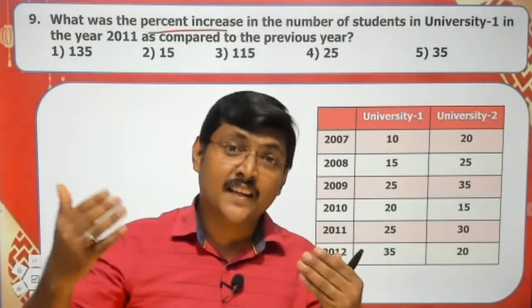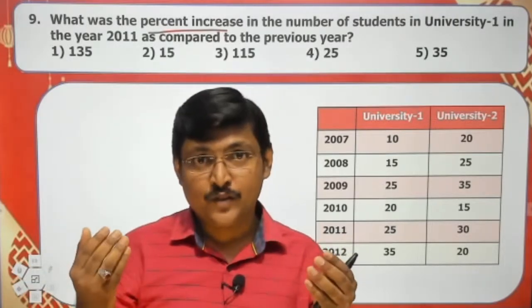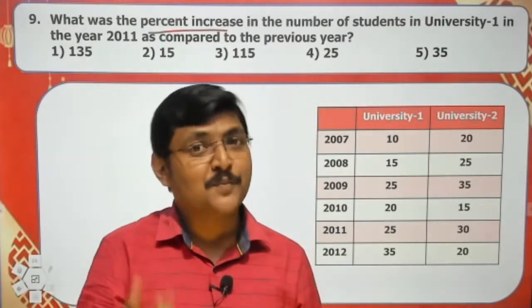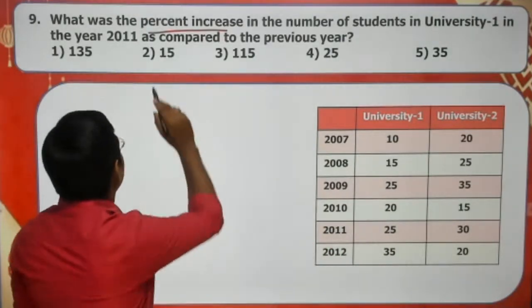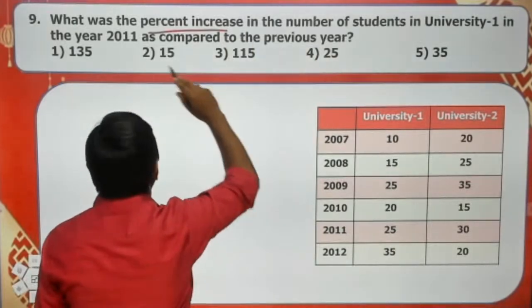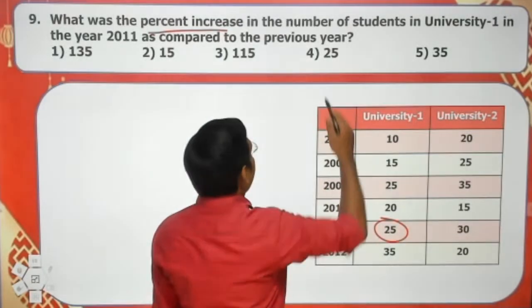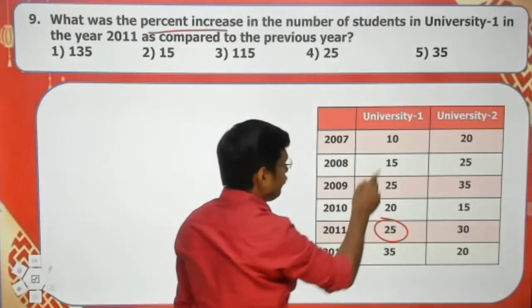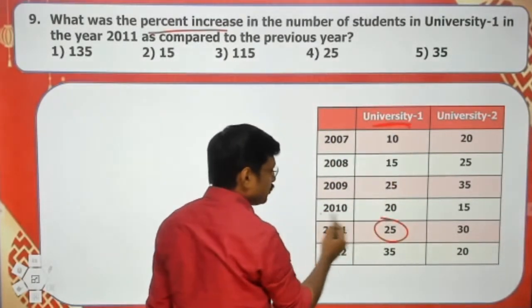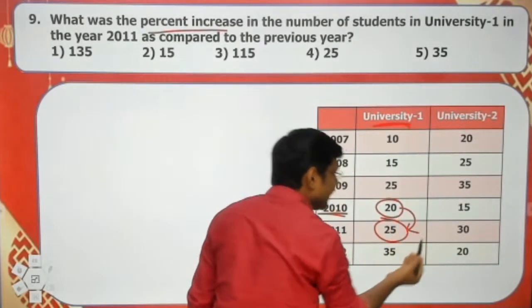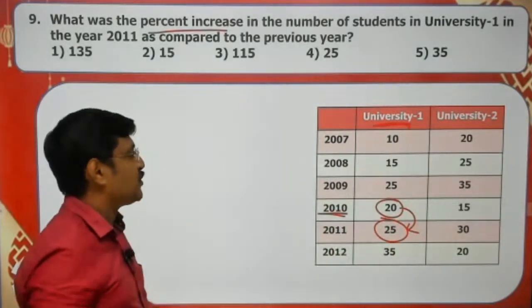Since it is percent increase, that is similar to percentage more. So difference divided by, since it is more, the with respect to will be the smaller number. So I am framing this percentage increase in the number of students in University 1 in the year 2011. University 1 2011 was 25,000 as compared to the previous year, 2010. So when compared to 20,000, this 25,000 is how much percentage more?